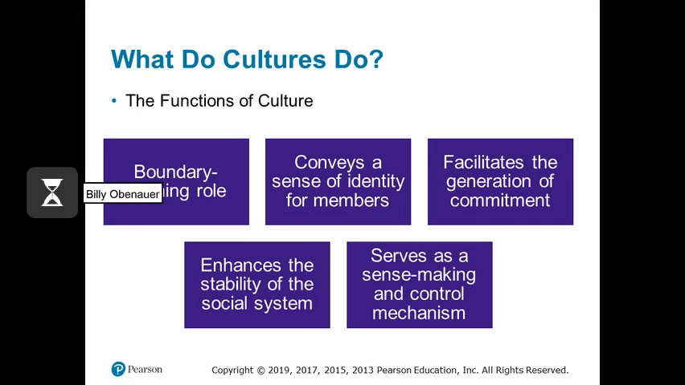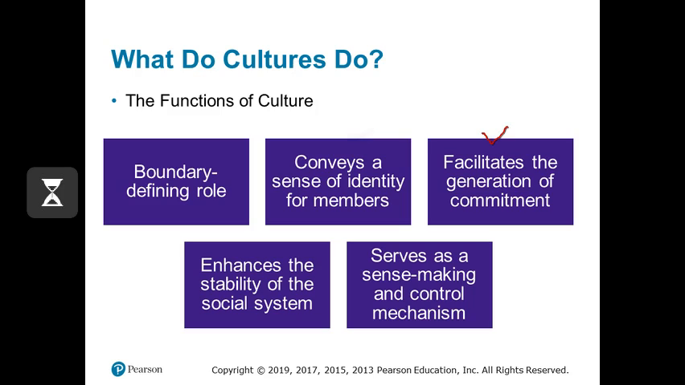Now, culture serves a variety of different important purposes within our organizations. First things first, what culture does is it helps to define boundaries for the organization. So it helps to show what makes our organization different from other organizations out there. By building those boundaries, it also helps to convey a sense of identity for members. So we as members of the organization understand what we're a part of because of our culture. We understand how that culture that makes us different from other organizations contributes to what we're doing.